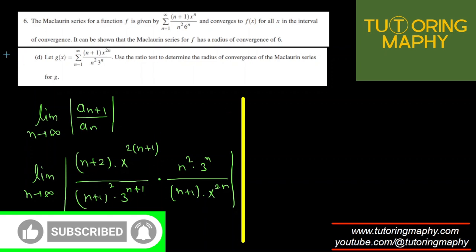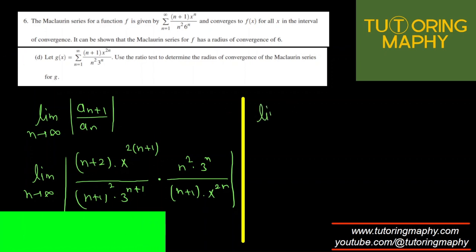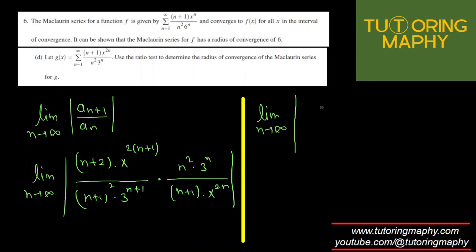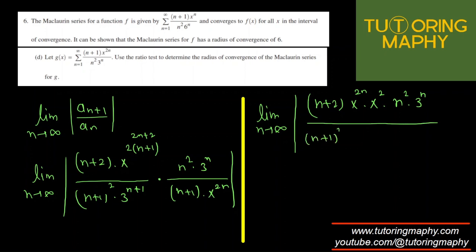I think we need to decorate this a little bit for things to cross out. So n plus 2 is as it is. X raised to 2 times n plus 1 is nothing but 2n plus 2, and x raised to 2n plus 2 is x raised to 2n times x square. N square is as it is, 3 raised to n is as it is. Likewise, this is n plus 1 whole square. 3 raised to n plus 1 is 3 raised to n times 3. This is n plus 1, and this is x raised to 2n. This is gone. This is also gone.